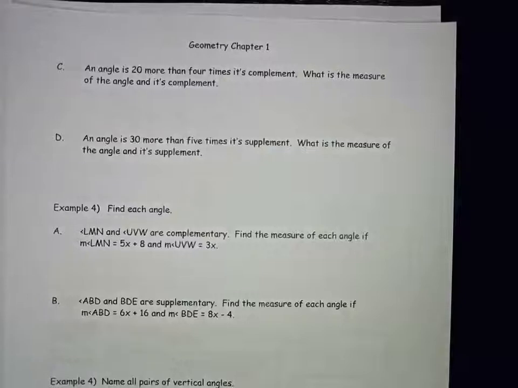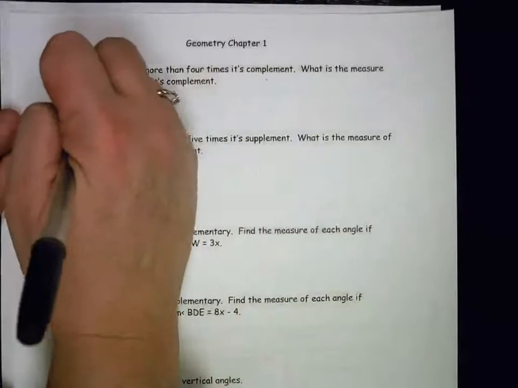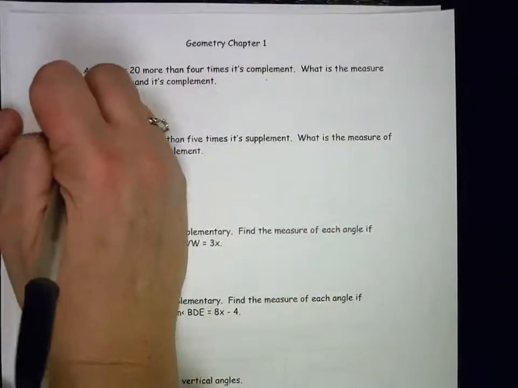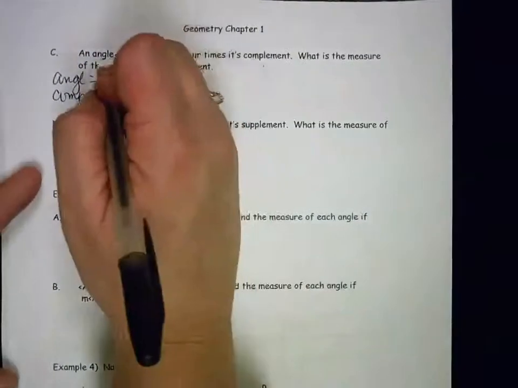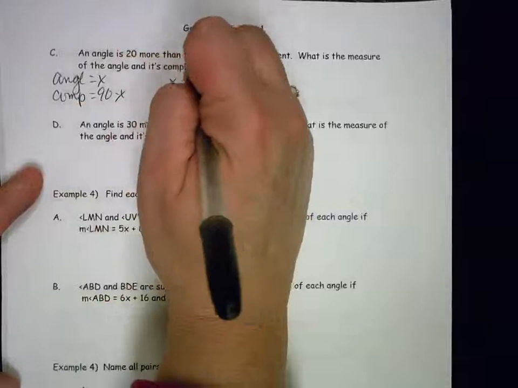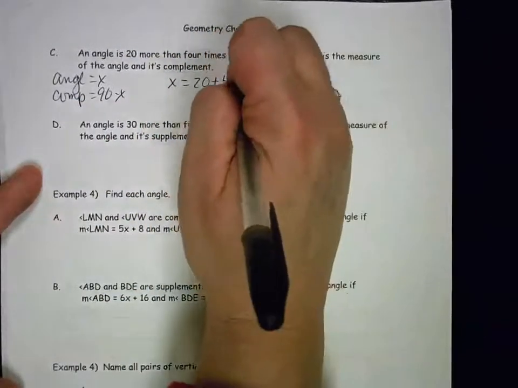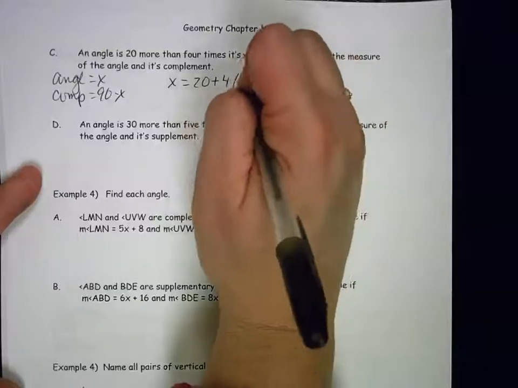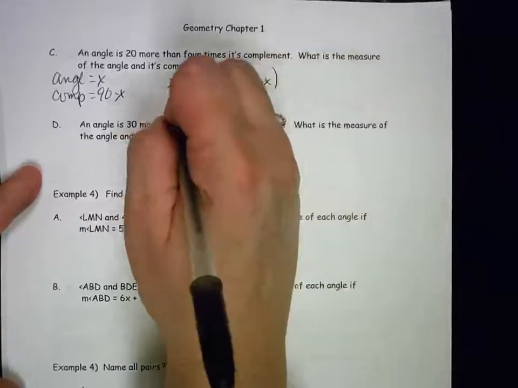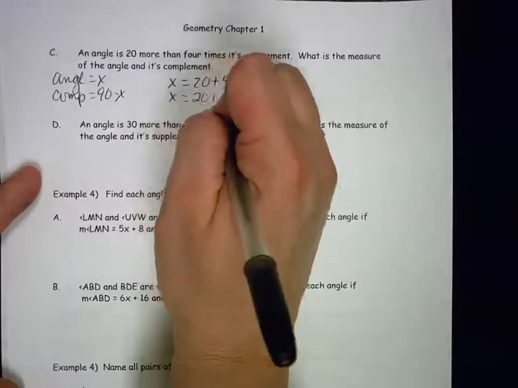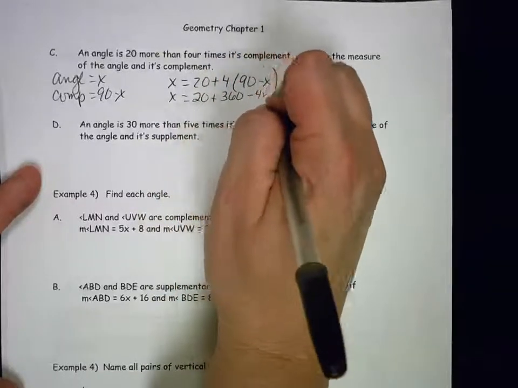Example C, we're looking at complement here, so the angle is x, complement is 90 minus x. Angle is 20 more than 4 times the complement, so 20 plus 4 times the complement, which is 90 minus x. Simplifying that, 4 times 90 is 360, and then you have a minus 4x.